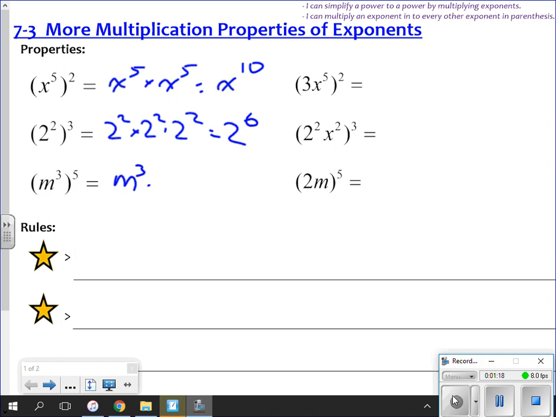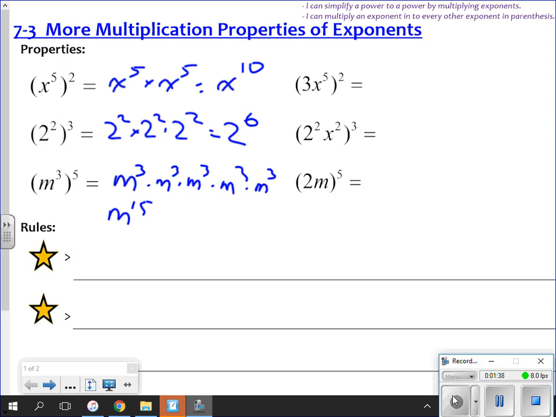m cubed times m cubed times m cubed times m cubed. 1, 2, 3, 4 times m cubed. Into the what? 15th.